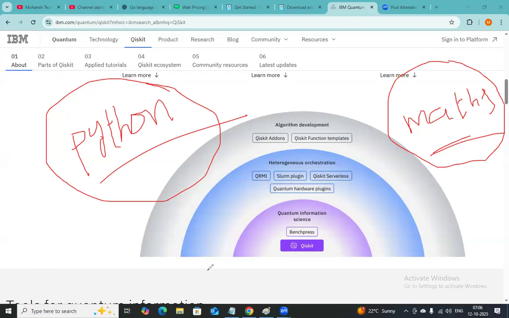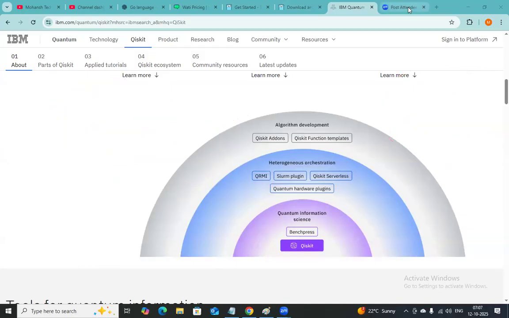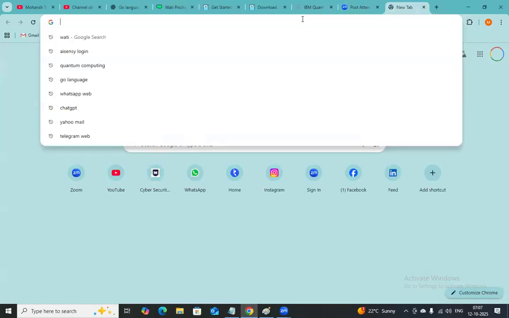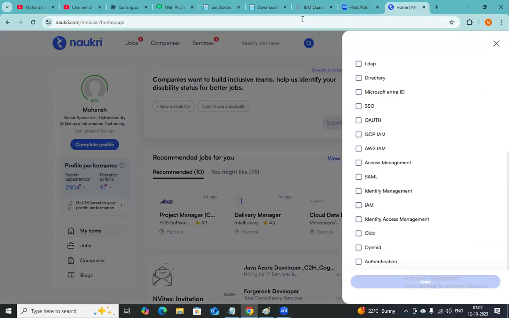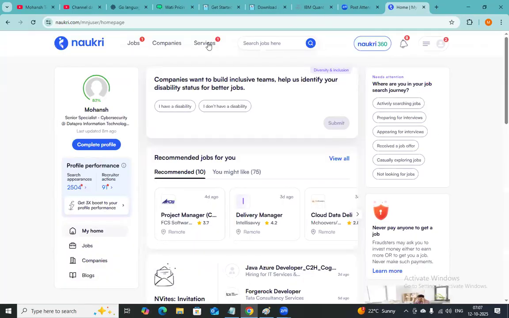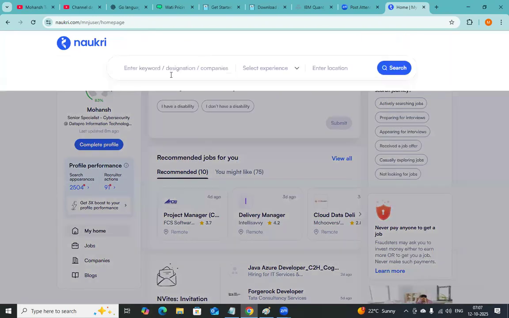And a huge number of jobs are already available for quantum computing. People are recruiting. If you want to see, I will show. People are recruiting for quantum computing, and this is going to be available in the industry for the next 30, 40 years. All the technologies are coming and going, but quantum computing is going to stay. People have already started research on quantum computing. They are trying to implement their own qubits in the companies. So people are recruiting for quantum computing.